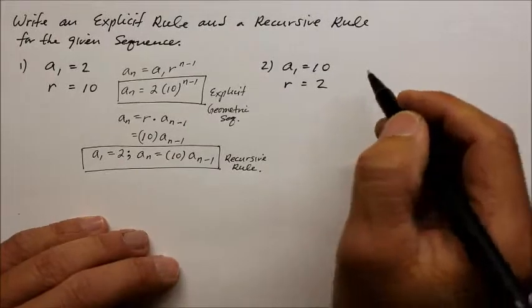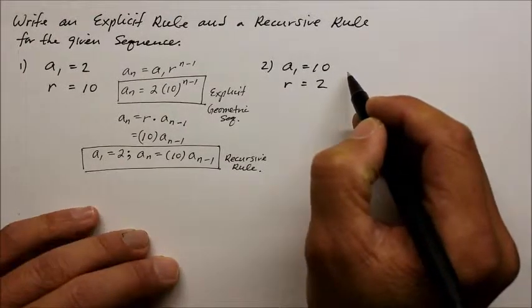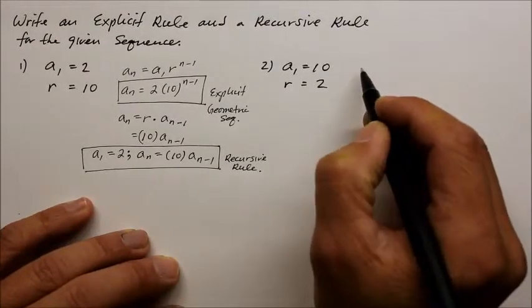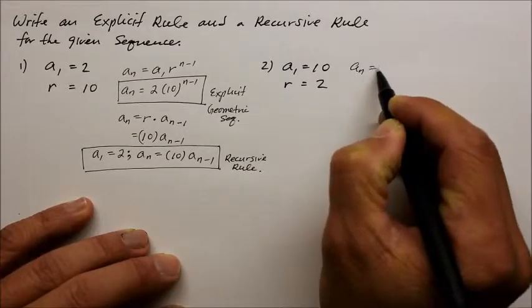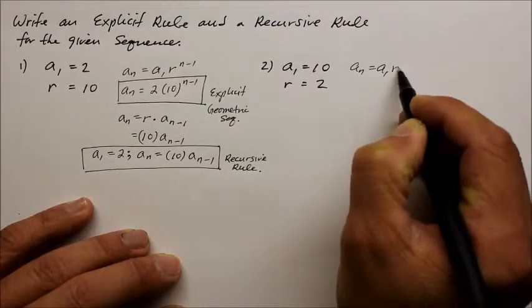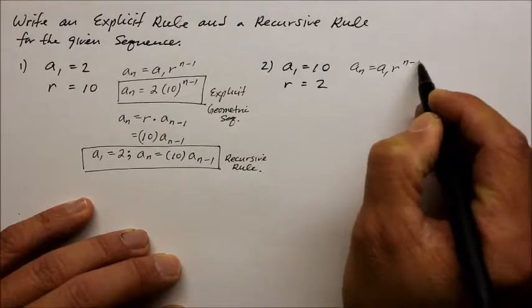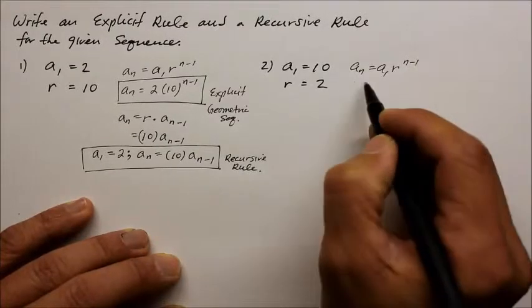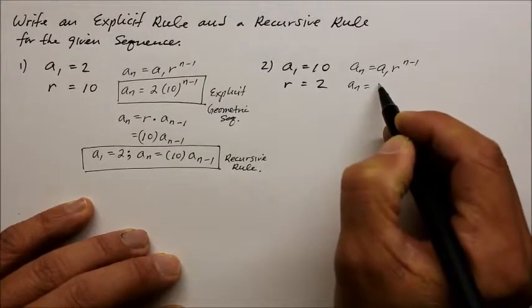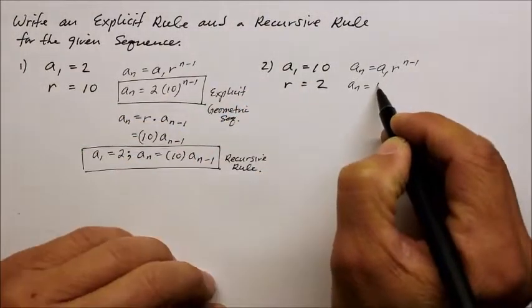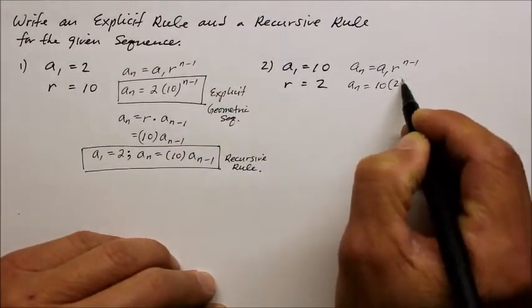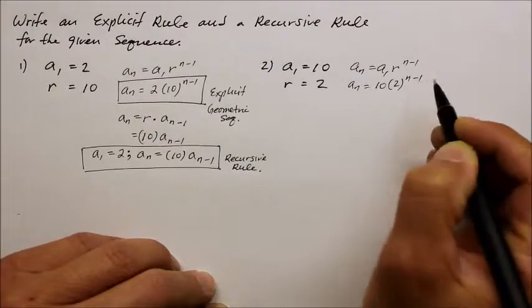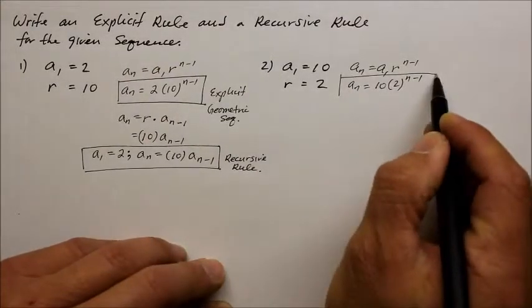Okay, so the explicit rule, now that we call this the geometric sequence, is given as a sub n is equal to a sub 1 times the common ratio raised to n minus 1. That was the old thing we learned. Now we're going to write that as a sub n equal to the initial term, which is 10, times the common ratio of 2 raised to n minus 1. And that is our explicit rule.